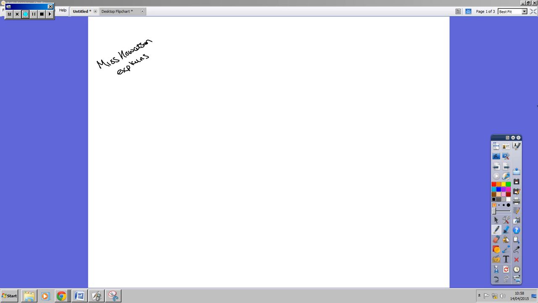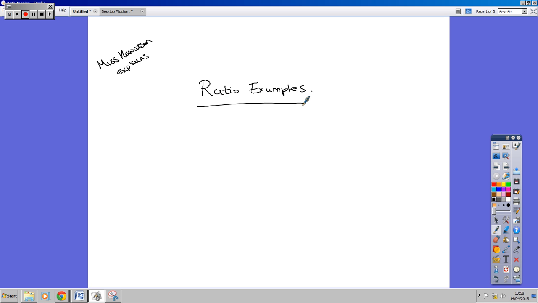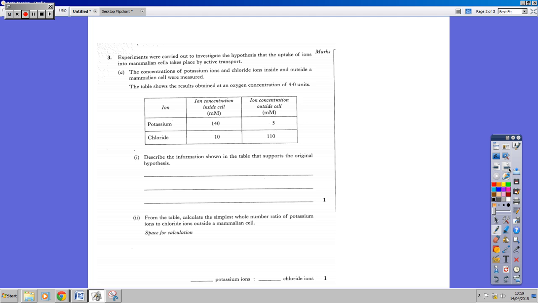In this clip, what we're going to look at is ratio examples. If you need a recap of ratios, there is a previous video clip which looks at it. What we've got is two past paper questions.